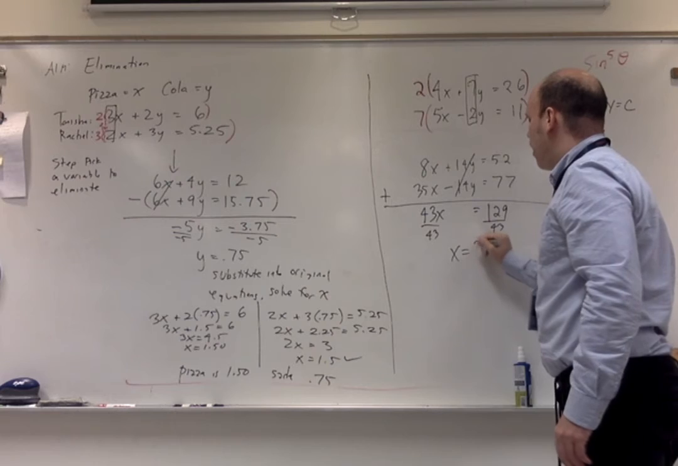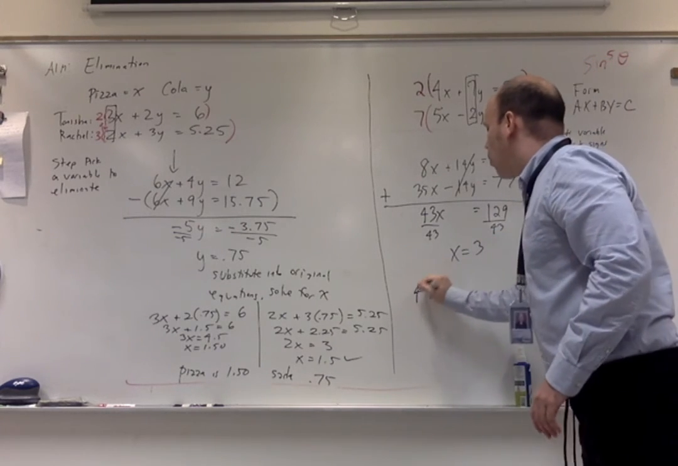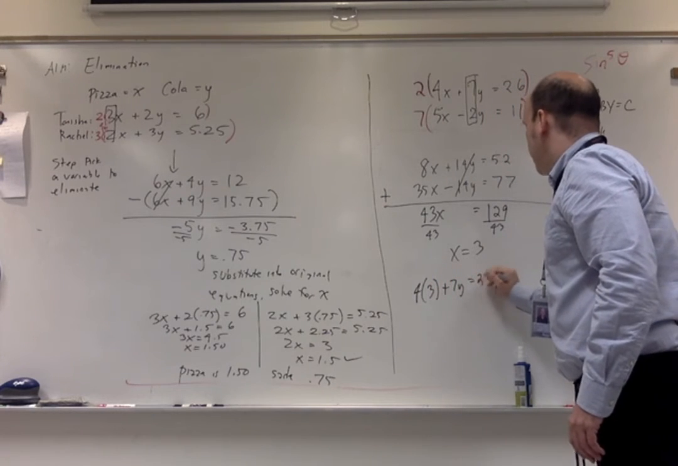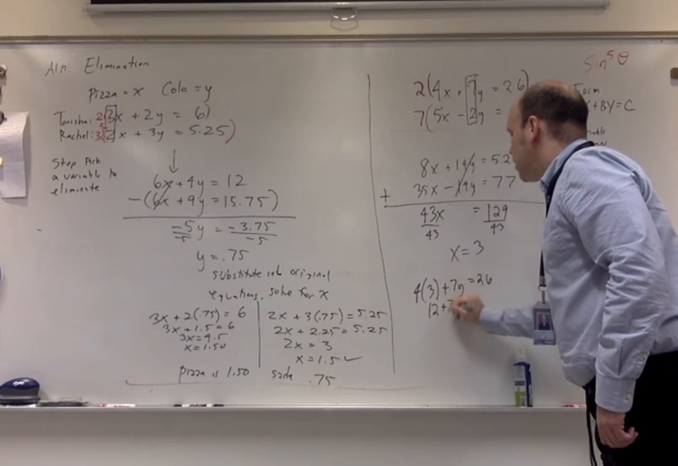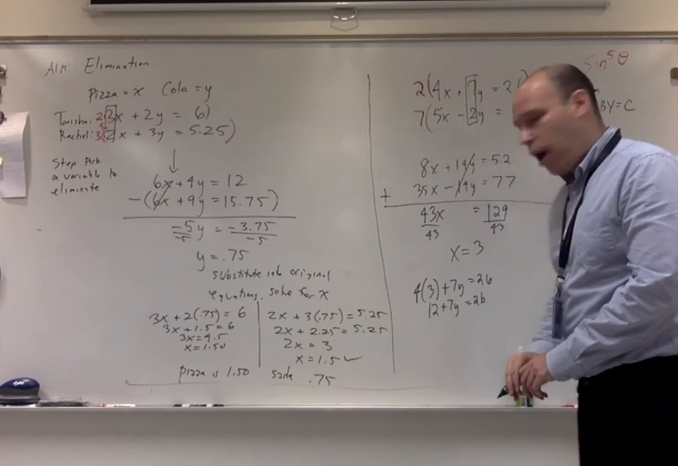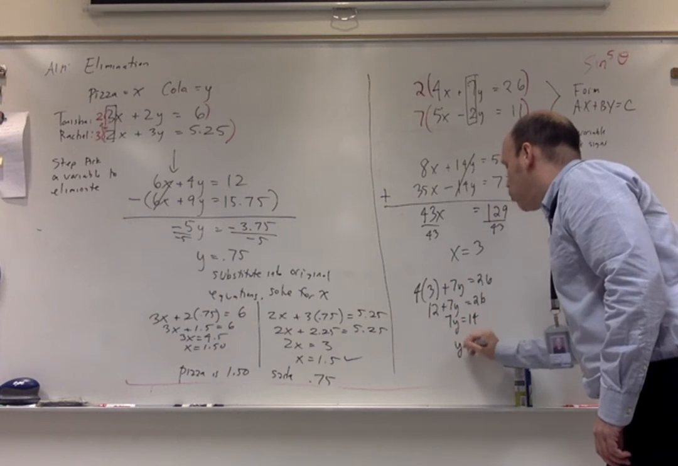X equals 3. The good student checks it back into both equations. 4 times 3 plus 7y equals 26. 12 plus 7y equals 26. Subtract 12 from both sides. 7y equals 14. Y equals 2.